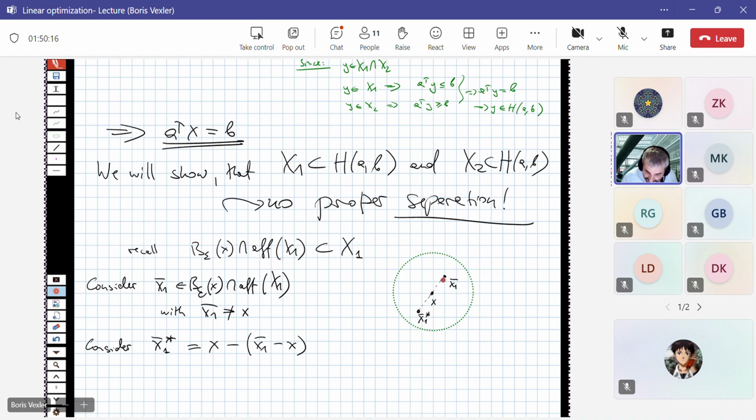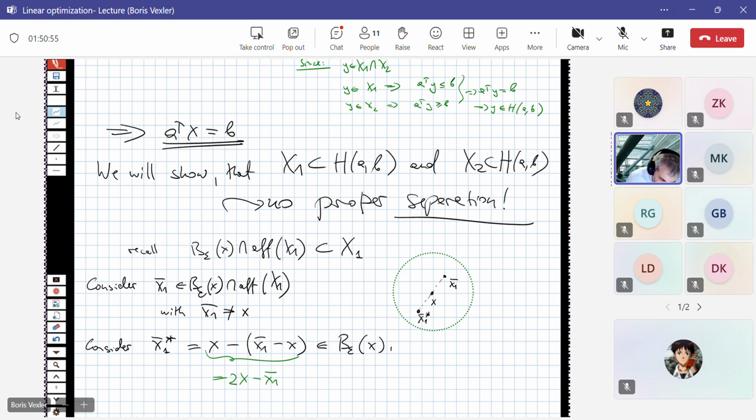This is, of course, exactly this geometric structure. And if you write it out, what is this? This is 2x minus x1 bar. You can immediately see that what comes out is an element in B epsilon of x, since it has the same distance to x as x1 bar. Yes, this is a distance less than epsilon. This will be a distance also less than epsilon.